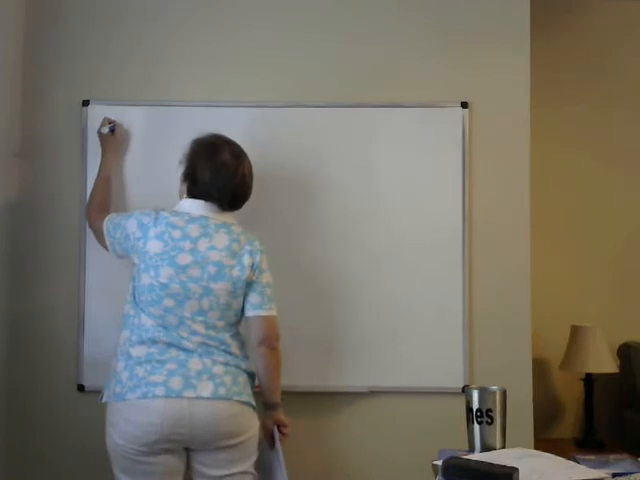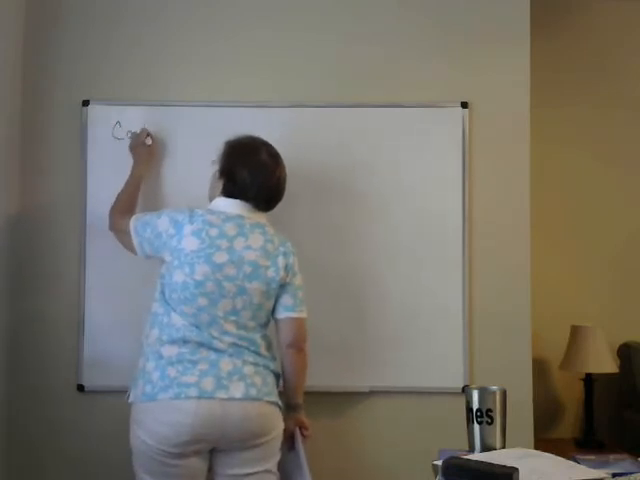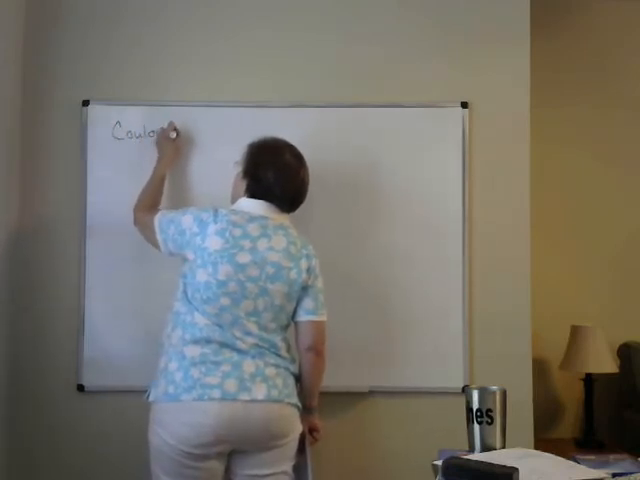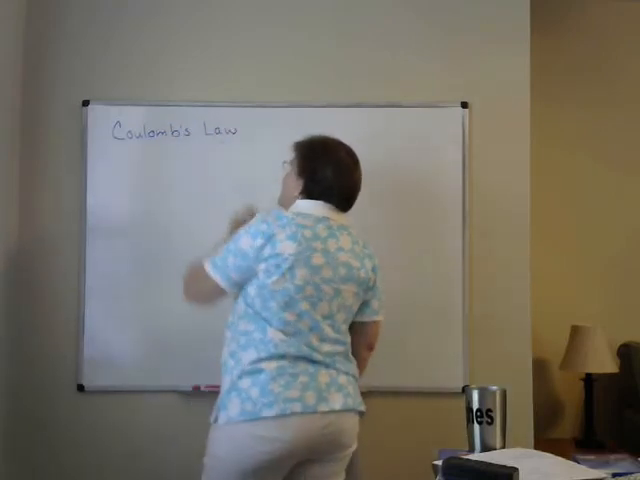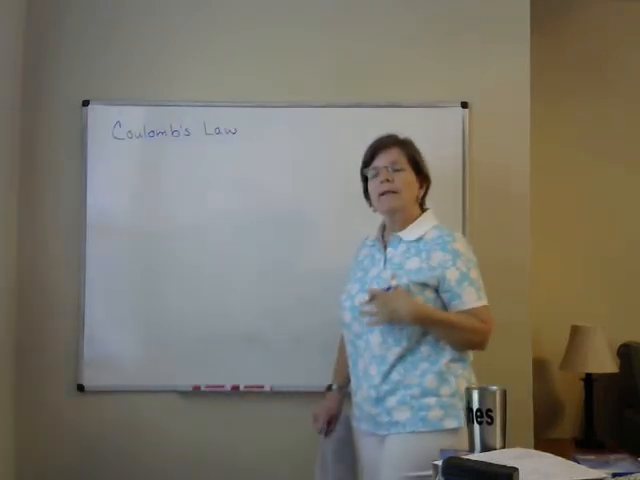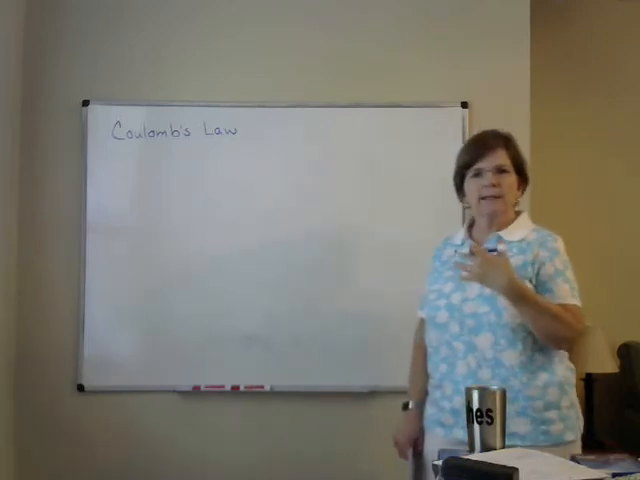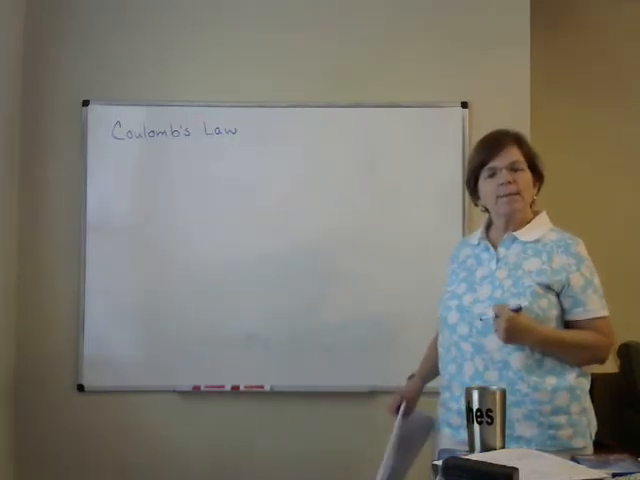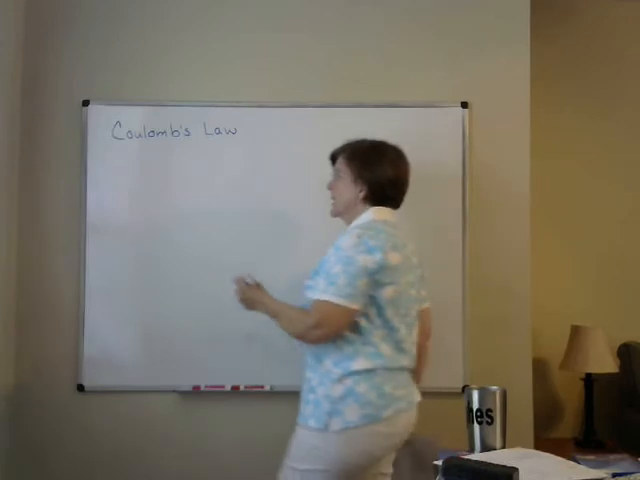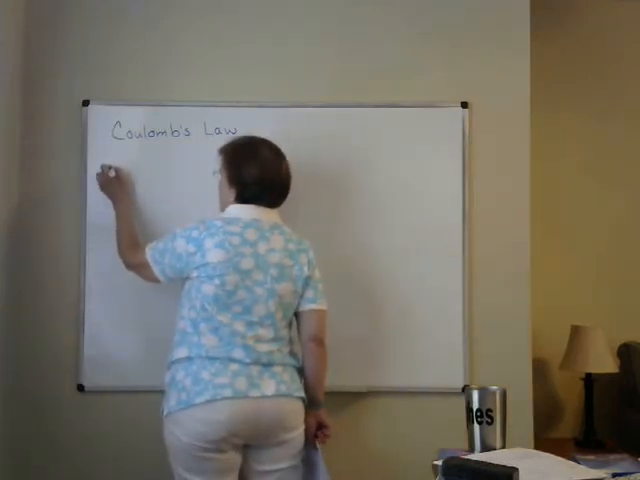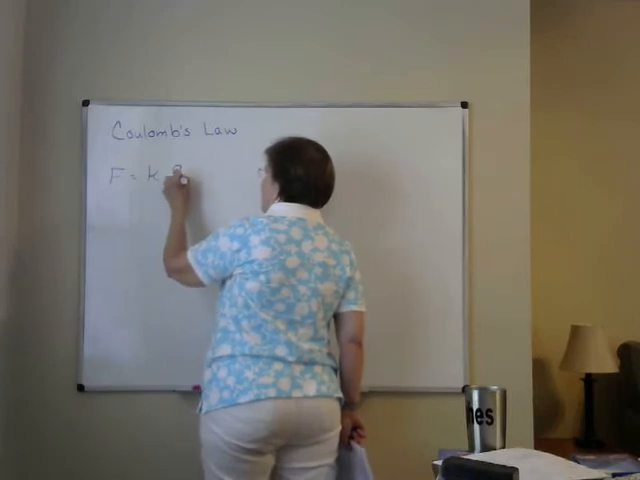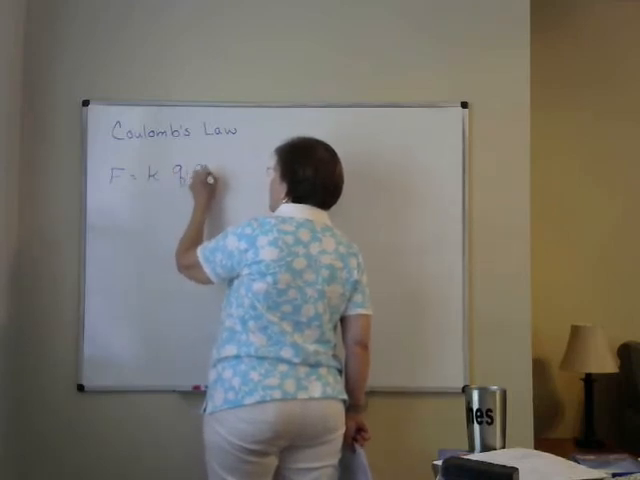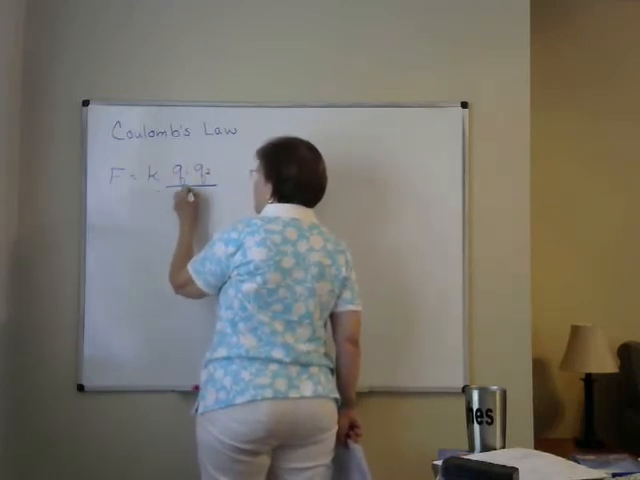Coulomb's law. Coulomb's law is the law that tells us how strong these electric forces are. What's the magnitude of this force? And it looks like this. It says the force is equal to K times Q1, Q2 over the distance squared.